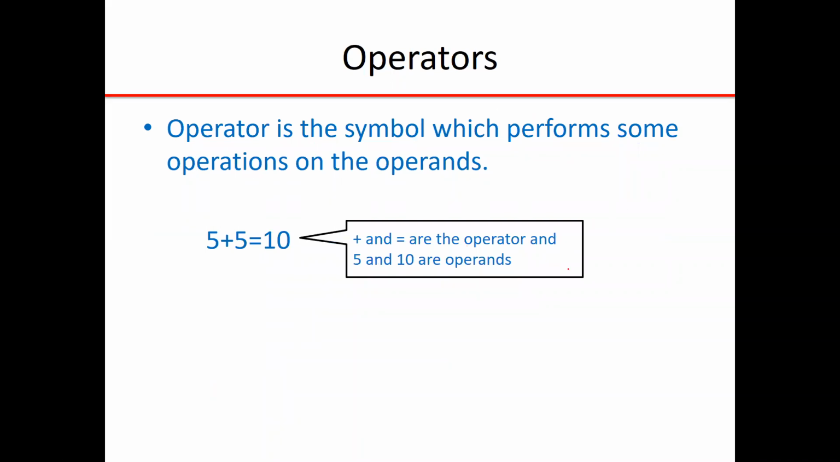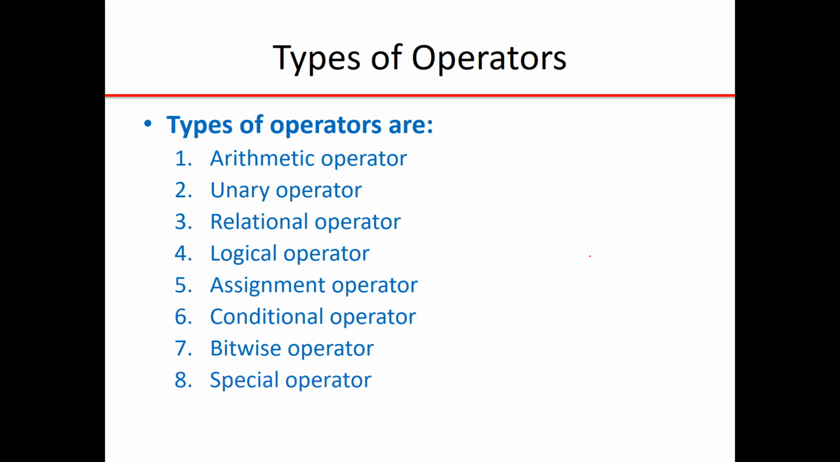Now we have to define the list of operators. The type of operators are very important. Operators, as I define you, the plus, the minus, the multiply, the divide. So these are the operators, but this category of operator is called arithmetic operators. Arithmetic operators are used in arithmetic operations, like 2 plus 2 is 4.